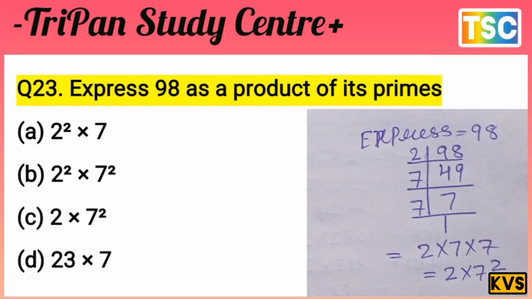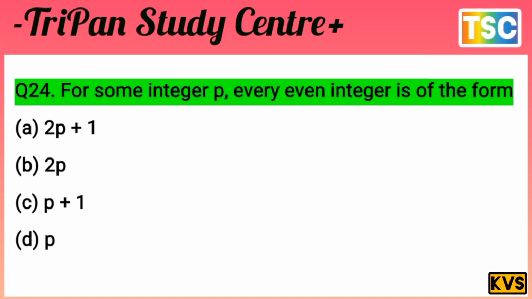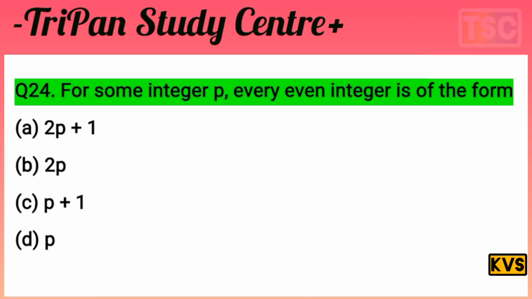Let's see the next question here. The next question arrives, and it's important. For some integer p, every even integer is of the form: A, 2p plus 1; B, 2p; C, 2p plus 1 in another form; and D, p. That is an important question for the exam view, but come on, test your knowledge first. I give you a few seconds. You must have a thought of your answer. Let's see the answer.